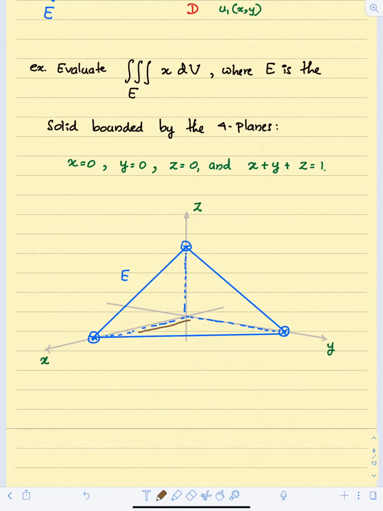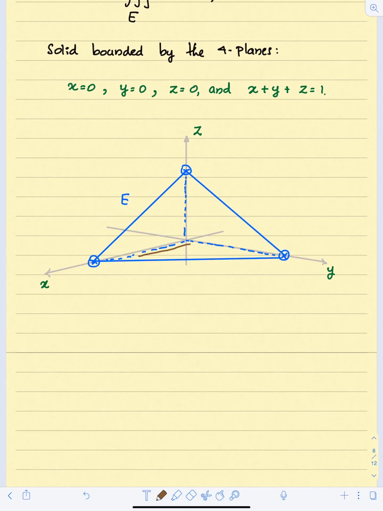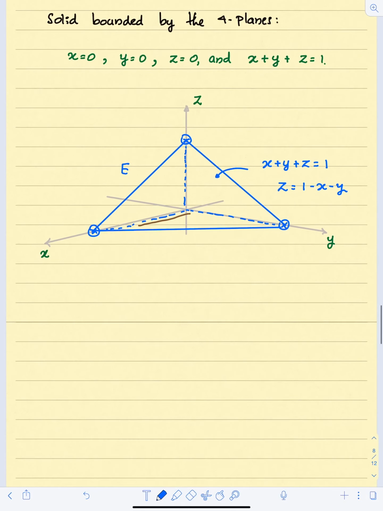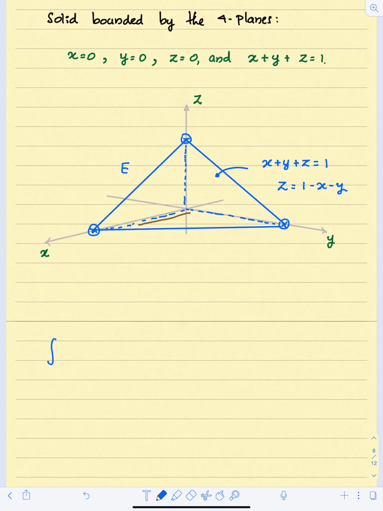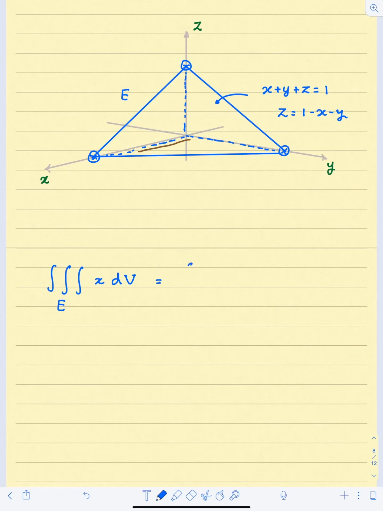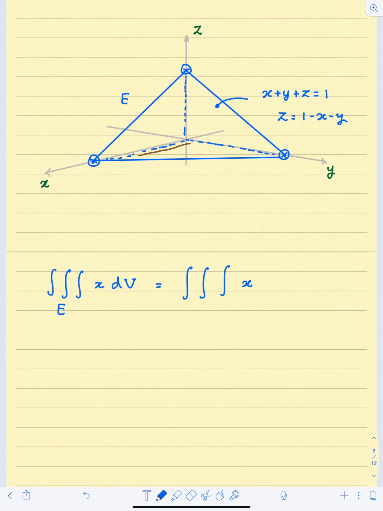Now this surface is x plus y plus z equals 1. In other words, z equals 1 minus x minus y. Okay. Then the triple integral of x dV over the solid E equals the triple integral of x dz dA.